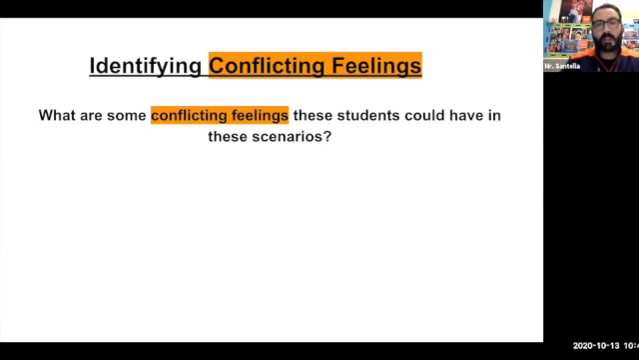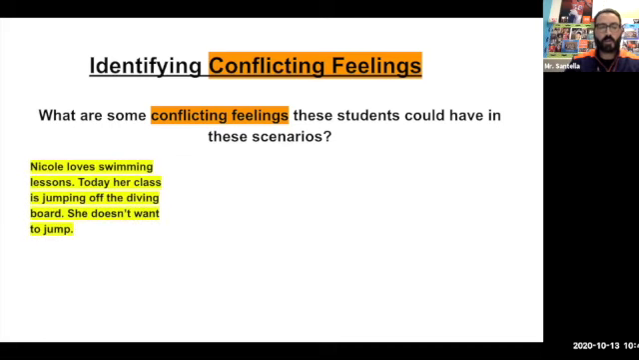So identifying conflicting feelings is important. So what are some conflicting feelings these students could have in these scenarios? I'm going to show you some, and you tell me what are some conflicting feelings that students could have. So Nicole loves swimming lessons. Today her class is jumping off the diving board. She doesn't want to jump. So what conflicting feelings could Nicole be feeling?